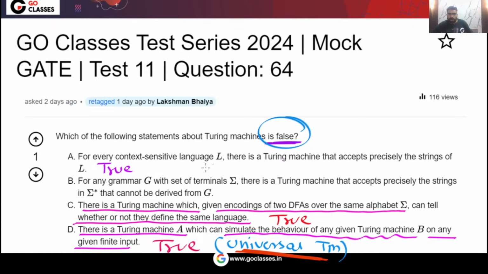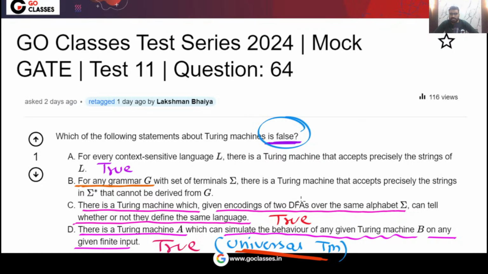The question is asking for the false statement. These are true statements, A, C, D. So option B will be false. But let's see what option B is saying. Option B is saying for any grammar.